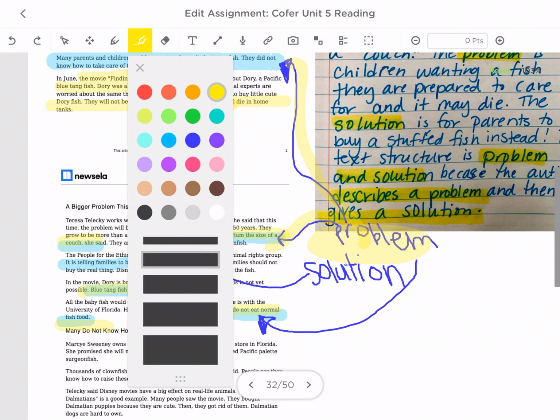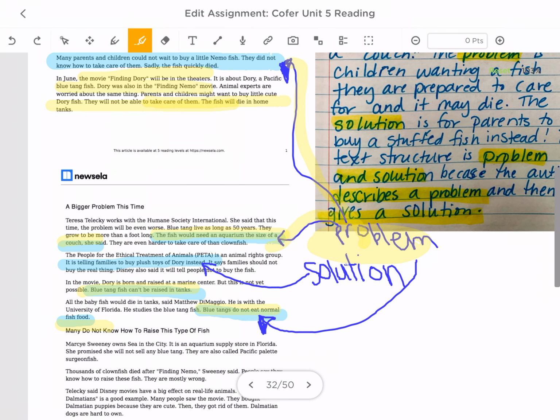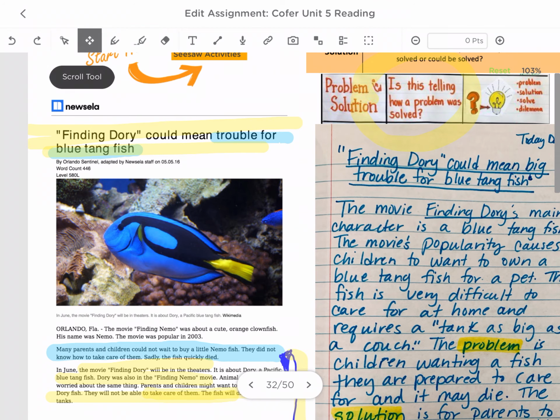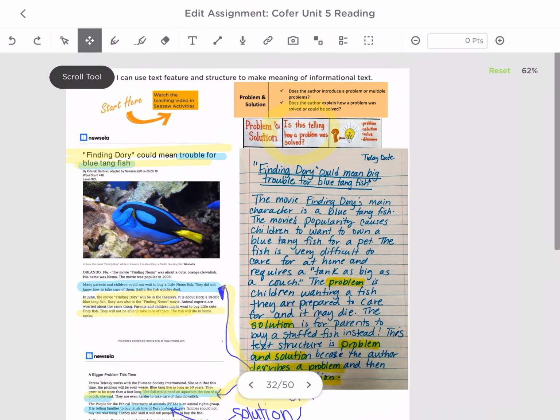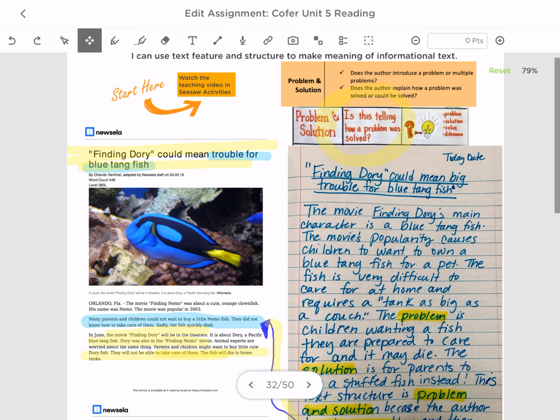So as we look for the solution today, as I'm reading, I see this right here. The People for Ethical Treatment of Animals, or PETA, the animals' rights group, are telling families to buy the plush toys of Dory instead. Families should not buy the real thing. So what they're asking the reader to do for the solution to this problem is just to buy a toy instead of a live fish that can't live in a fish tank. So this is definitely a great example of a problem and solution.